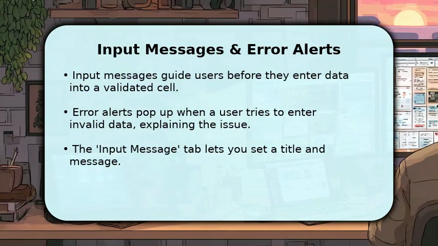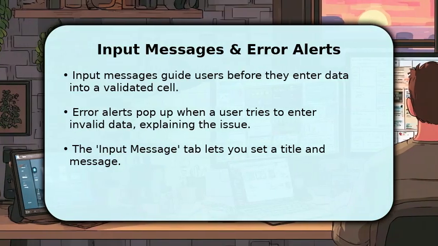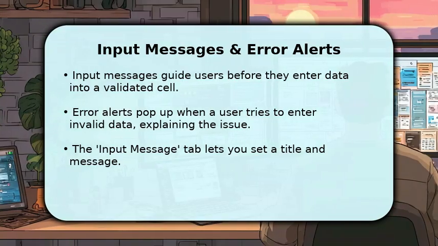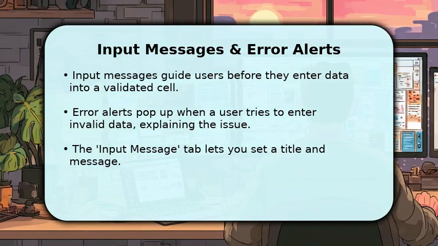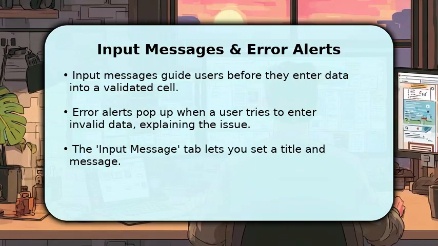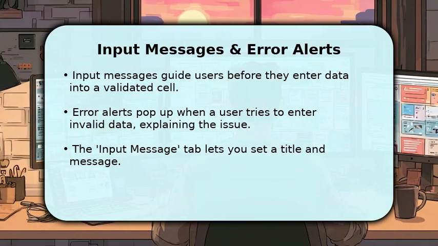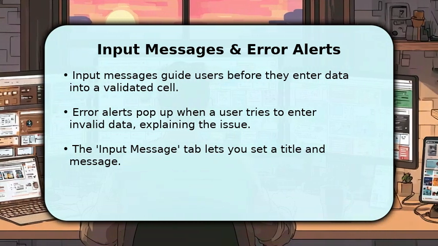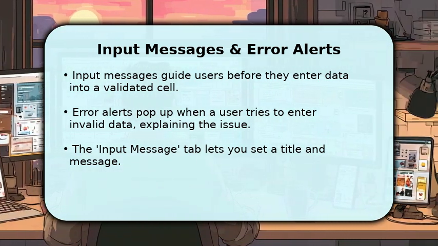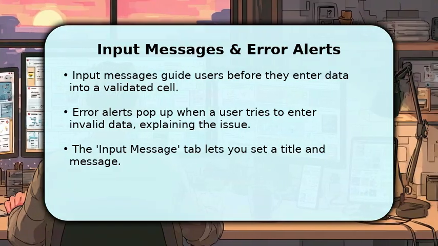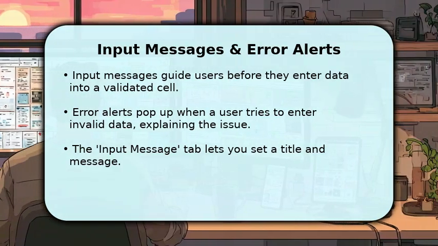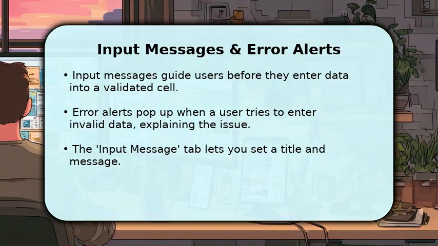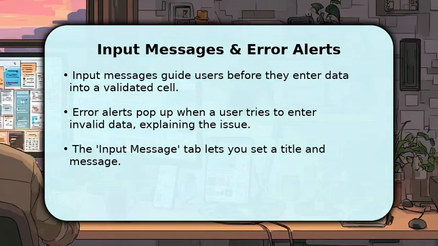To make your data validation even more user-friendly, utilize input messages and error alerts. An input message appears when a user selects a validated cell, providing helpful instructions, like please enter a value between 1 and 10. The Error Alert tab allows you to customize what happens if an invalid entry is attempted. A stop alert completely prevents invalid data, while a warning allows it but suggests a correction. These tools collectively enhance data quality and guide your users toward accurate entries effortlessly.